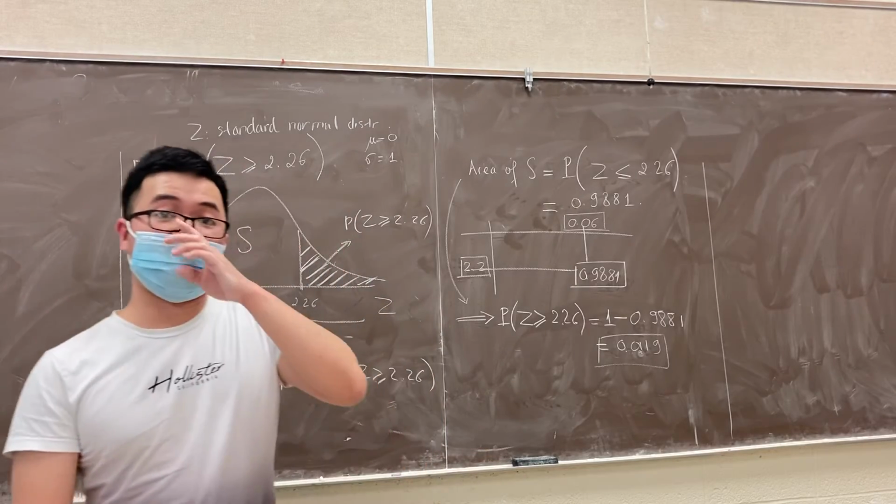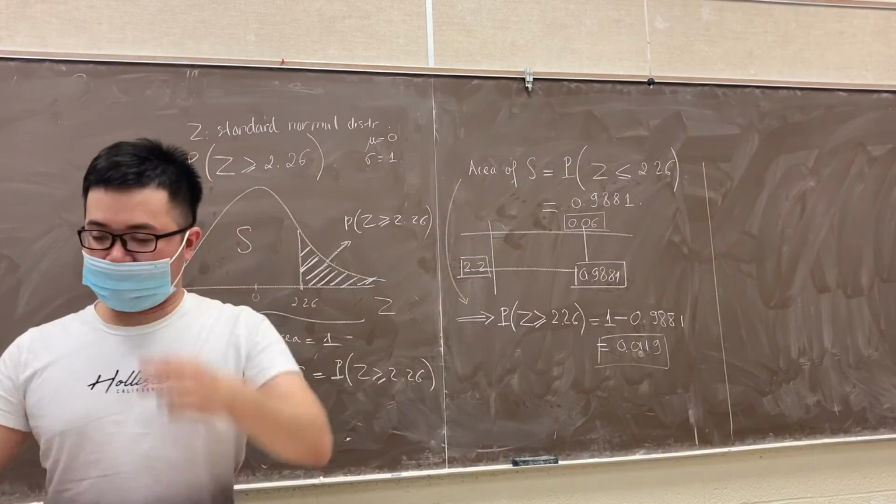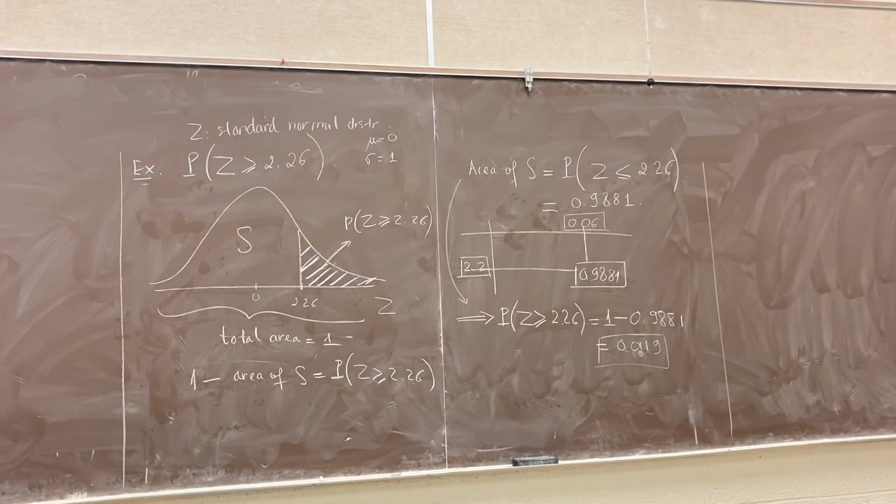Any questions so far? Okay, question. So you use this method when Z is greater than, and when Z is less than, you can just use the number that you get in the table? Yes. All right, fantastic, thank you.